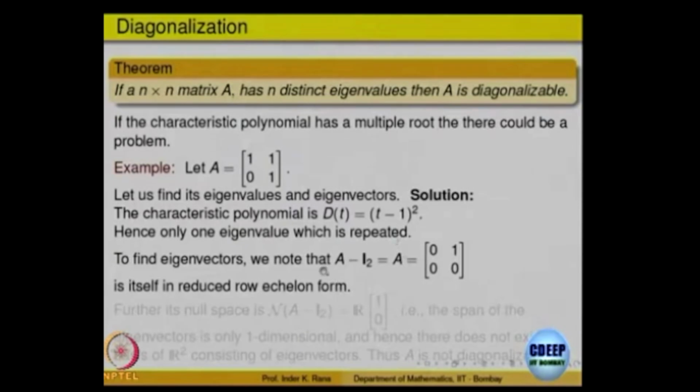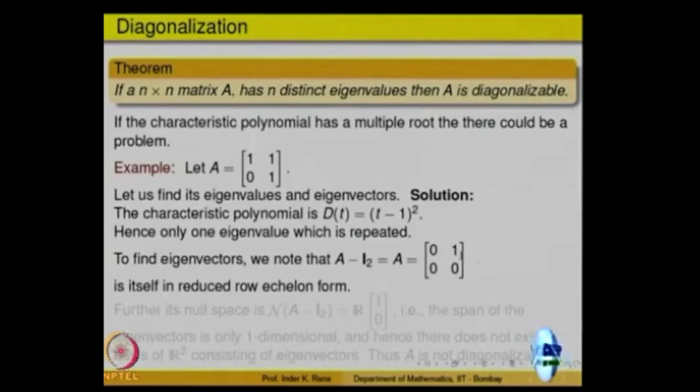So how do you find the eigenvector? Look at the eigenvalue. What is the eigenvalue? t equal to 1. So what is A minus lambda I? 1 minus 1 becomes 0. So everything is 0 except the second entry in the first row. So that is A minus lambda I for lambda equal to 1. This itself is in reduced row echelon form. We don't have to do anything.